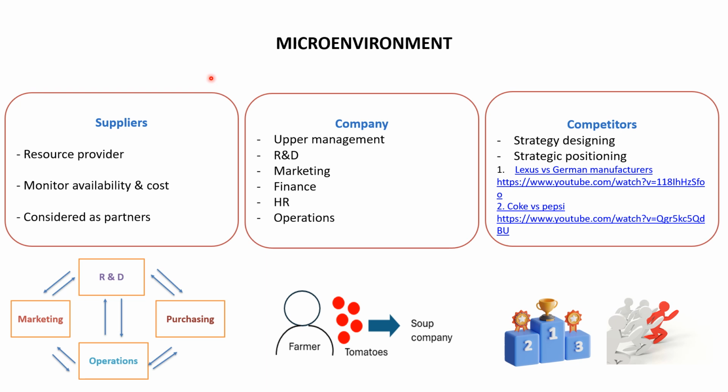Let's understand the microenvironmental factors one by one. In this slide, I have focused on three important factors: the company, suppliers, and competitors. So, first, the company itself is made out of various departments like R&D, marketing, finance, HR, operations. They are supposed to collaborate and communicate efficiently for best customer value creation.